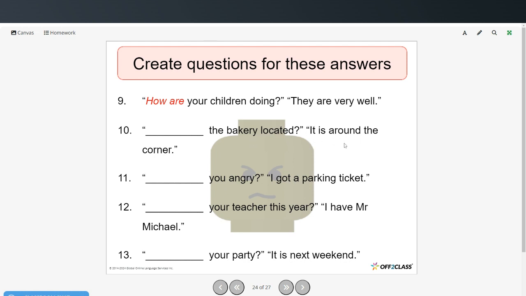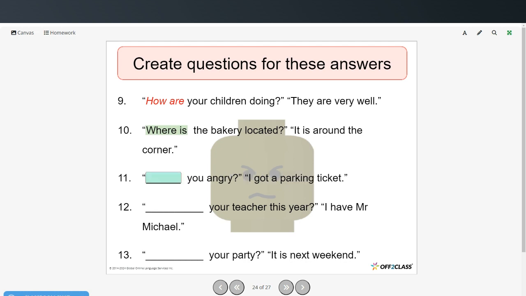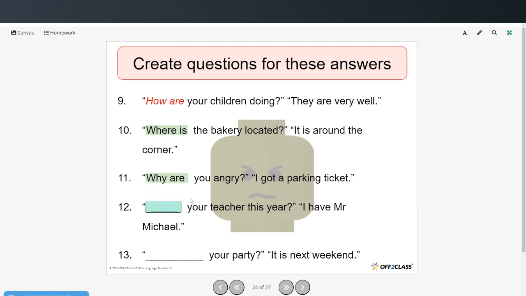So it is around the corner. So the question would be, where is the bakery located? The answer, I got a parking ticket. So the question would be, why are you angry? Here the answer, I have Mr. Michael. So the question would be, who is your teacher this year?